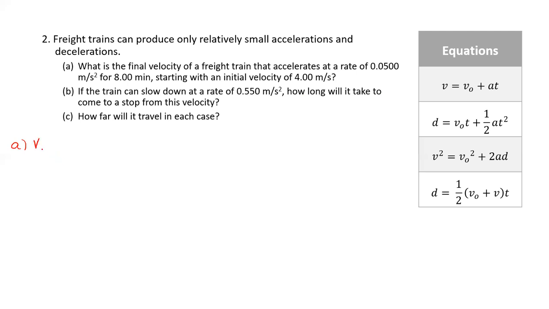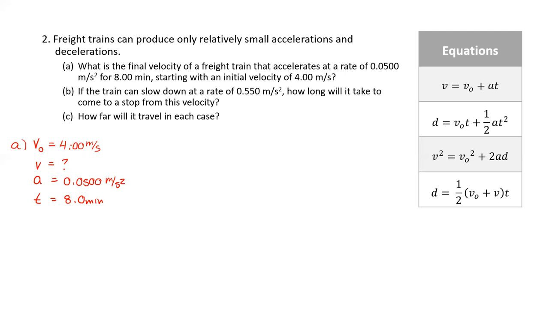So we list our variables. We have an initial velocity. Initial velocity is 4. We want to know what the final velocity is, so that's what we're looking for. We also have an acceleration, and it's speeding up, so increasing speed, we're going to leave it as positive: 0.0500 meters per second squared. And time is equal to 8 minutes.